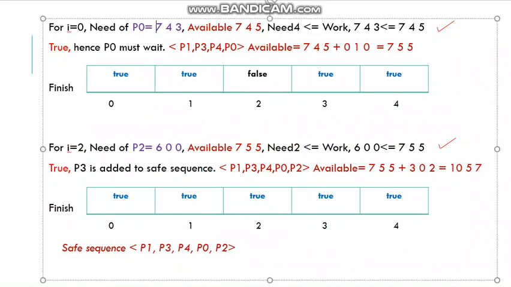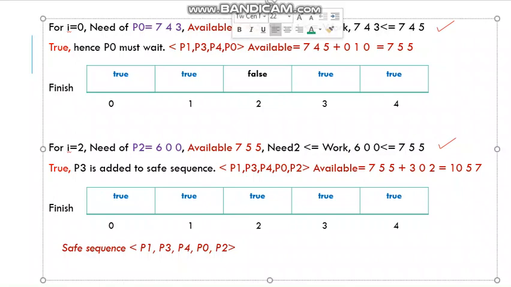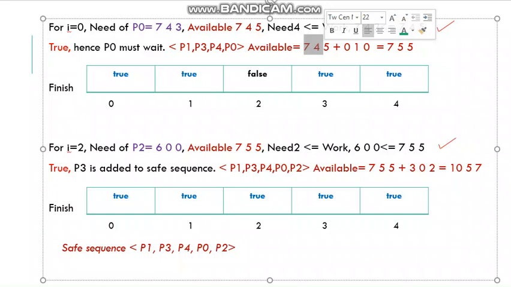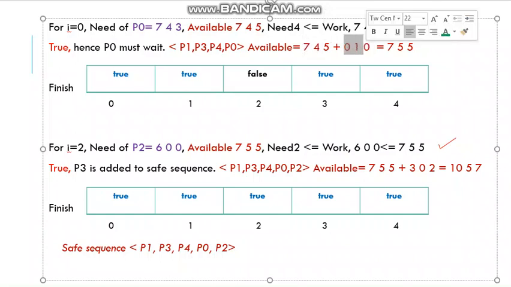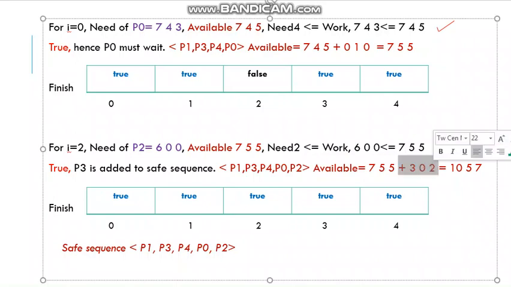So P0 again we will check. Again it is asking how much? The need is 743, and available is 745. So now the condition is satisfied. The safety sequence is updated with P0. So available is 745 plus allocated. Allocated is added, so we will get 7, 5 and 5. Then P0 becomes true, meaning it has completed its work. Then you go to the second process, again compare the available, then add the allocated resources. So we will get 10, 5 and 7.